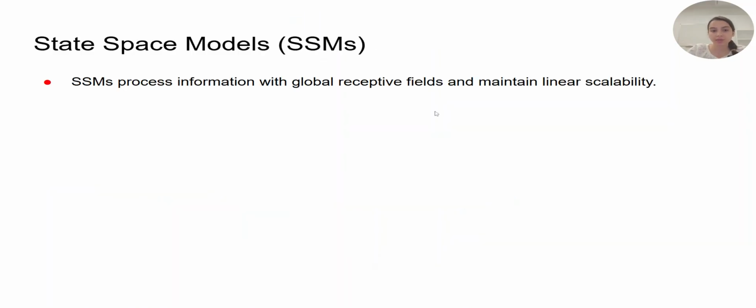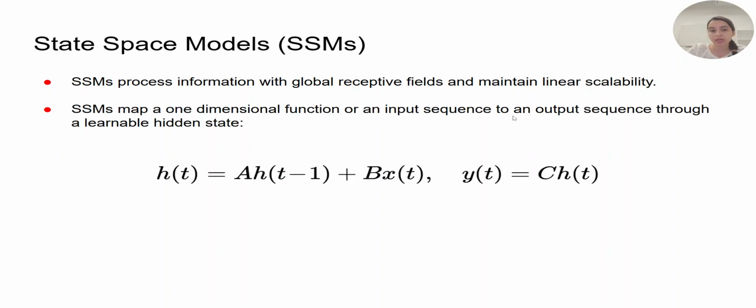As we know, a state space model processes information with a global receptive field and maintains linear scalability to map a one-dimensional function or an input sequence, named xt here, to an output sequence yt. They do it through a learnable hidden state.